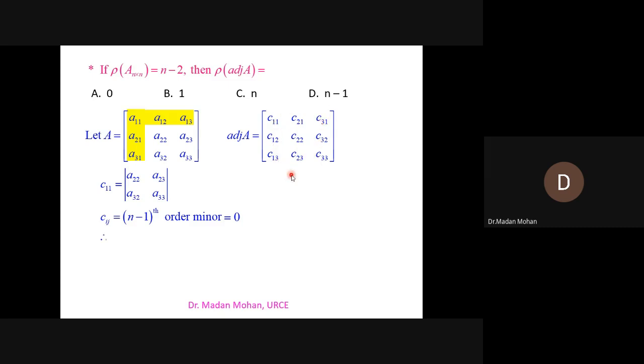Therefore, adjoint A is nothing but the 0 matrix now, because all these are zeros. So, the rank of the 0 matrix is 0. That is the reason. I think you follow. All n minus 1th minors become 0, so these entries are all 0, that is the 0 matrix. Or in other words, when the rank of A is n minus 2 here, then adjoint A is a 0 matrix. Next.